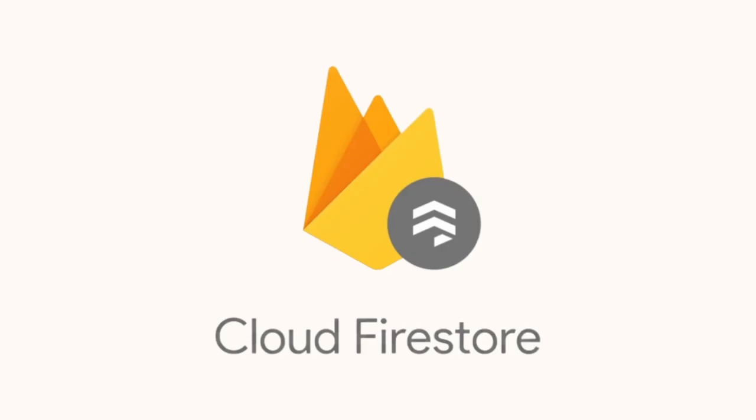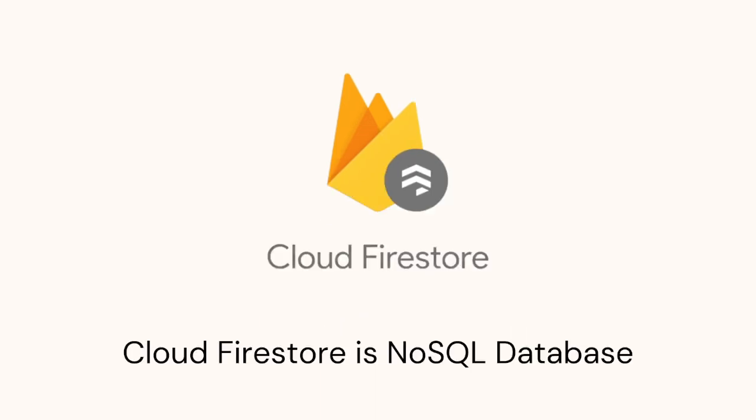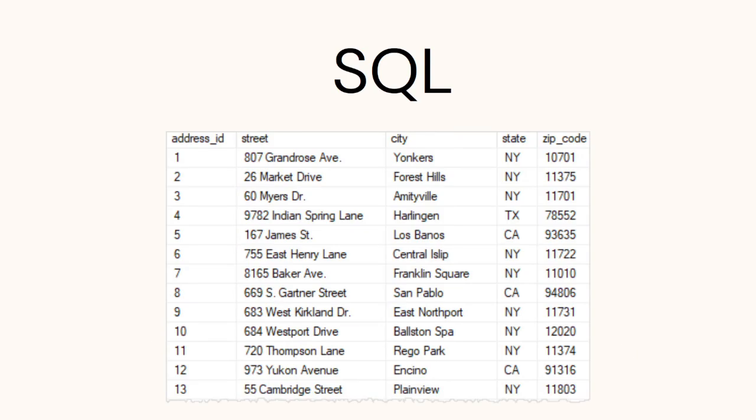Now, like I've told you, Firebase gives you a lot of services, but we're not gonna focus on all of them. We're gonna only focus on Cloud Firestore. Cloud Firestore is a NoSQL database. There are many types of databases available, but the most famous are SQL databases and NoSQL databases. SQL databases are like this. In a SQL database, you store data in tables, which are made of rows and columns. Tables can have relationships between each other. That's why it is also called a relational database.